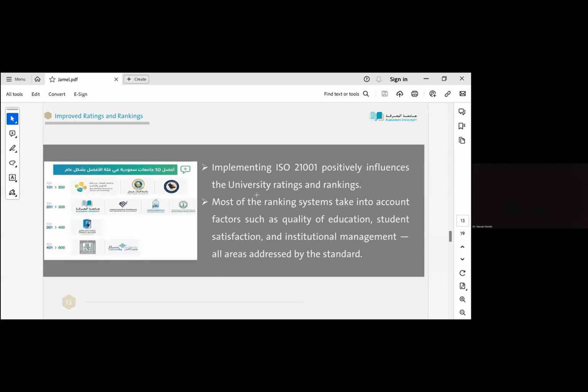Now, to do that, we had to improve ratings and ranking. So implementing ISO 20001 positively influenced the university rating and rankings. And most of the ranking systems take into account factors such as quality of education, this is number one, student satisfaction and institutional management. Overall, all areas must be addressed by this standard, and that's what we did to get this certification. Now we are positioning ourselves in a better way rather than when we used before, maybe 5 years ago.